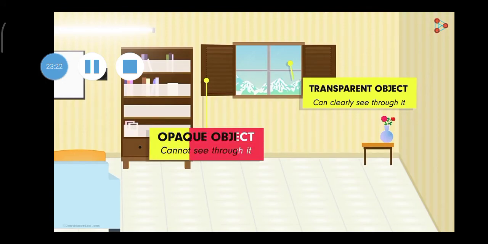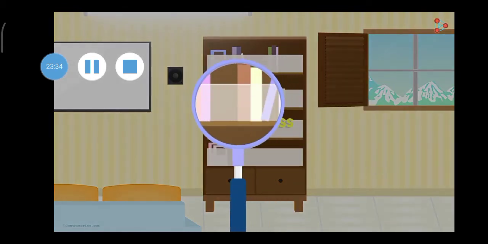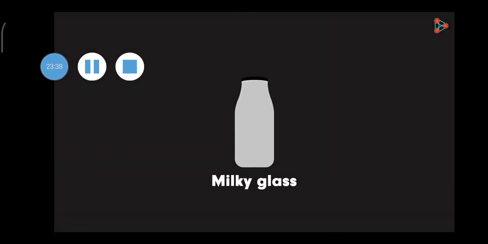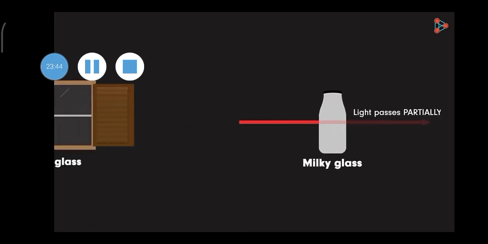Now look at this shelf which has a milky glass. Are we able to see what's inside? Well, we can't see the things clearly, but you do see something, right? You can probably see books kept inside. Yes, milky glass allows light to pass through it, but only partially, and one can see some light coming through it. What is the difference between the two?